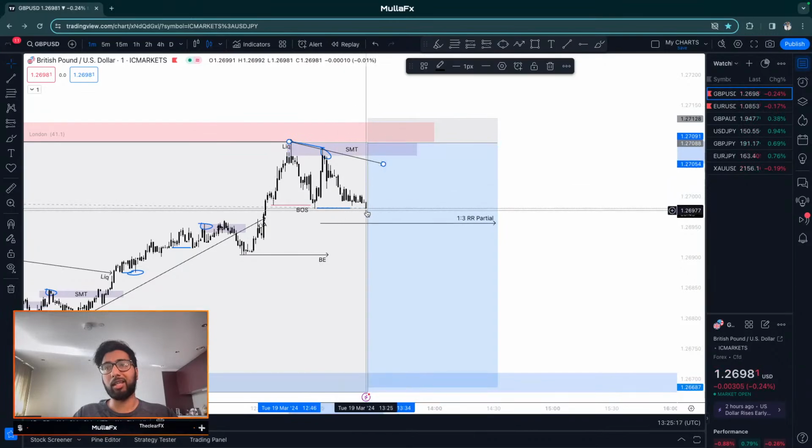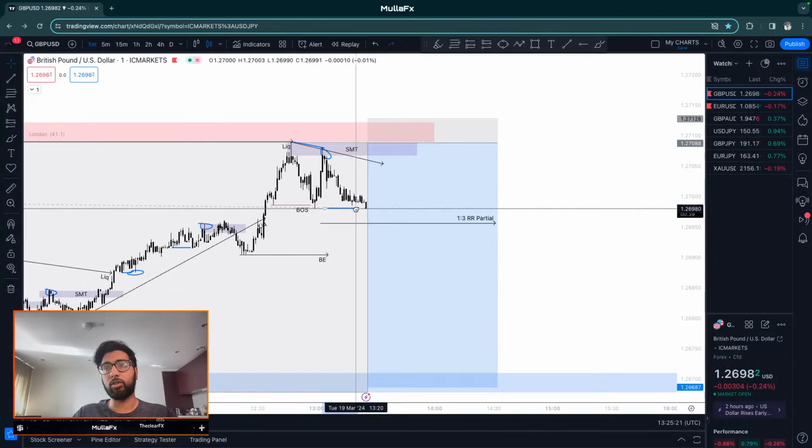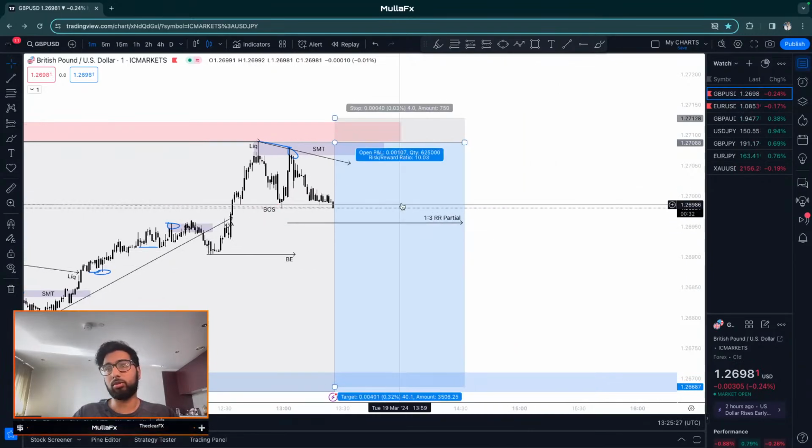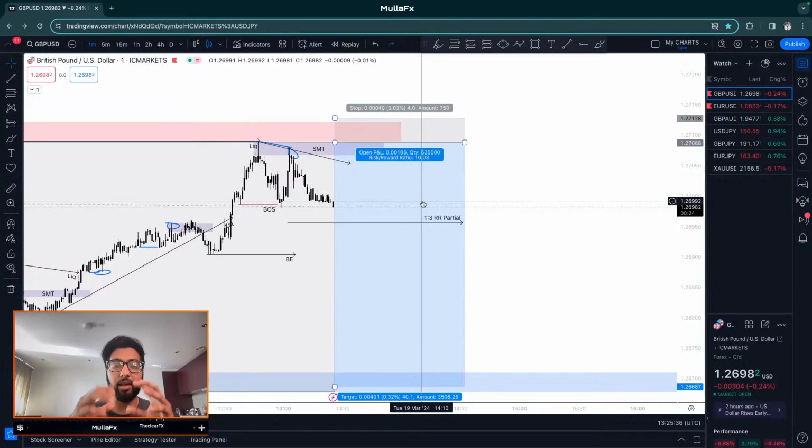But at the moment, we're having a strong break of structure as well over here. So price could actually just continue to come down. Here's my 1 to 3 risk to reward partials, then that's fine as well. But at the moment, we're just testing out this strategy. I'm not fully confident with the strategy yet, so just testing it out for the next few weeks, see if it works out with my plan.